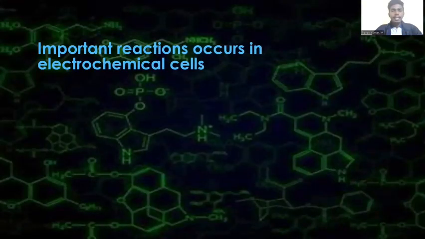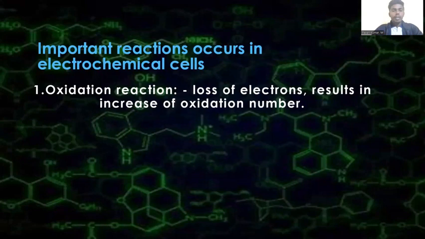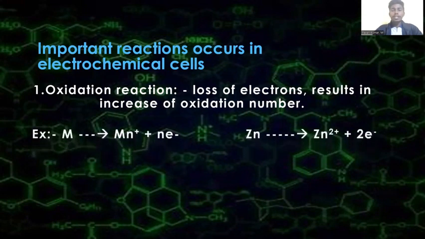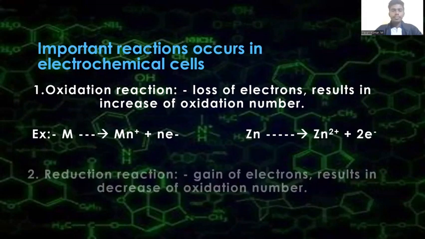Coming to the next slide, these are the important reactions that occur in an electrochemical cell. The first main reaction is the oxidation reaction. It is the loss of electrons, resulting in an increase of oxidation number. Generally represented as metal oxidizes to form metal ion along with n electrons. The best example is zinc, which is oxidized to give zinc ion along with 2 electrons.